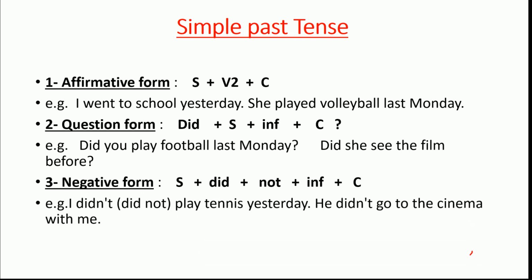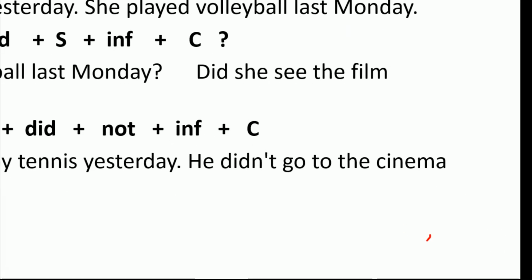Negative form, we use subject, did, and not, plus infinitive plus the complement. I didn't or I did not play tennis yesterday. She didn't or he didn't go to the cinema with me.